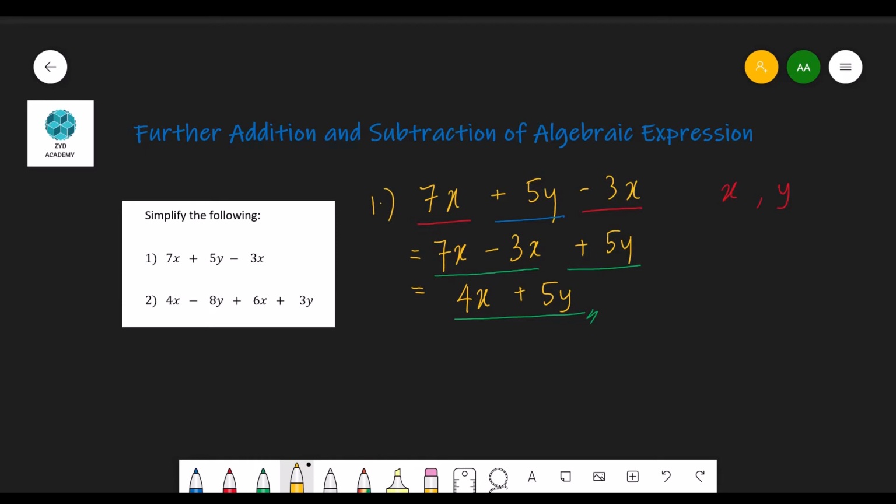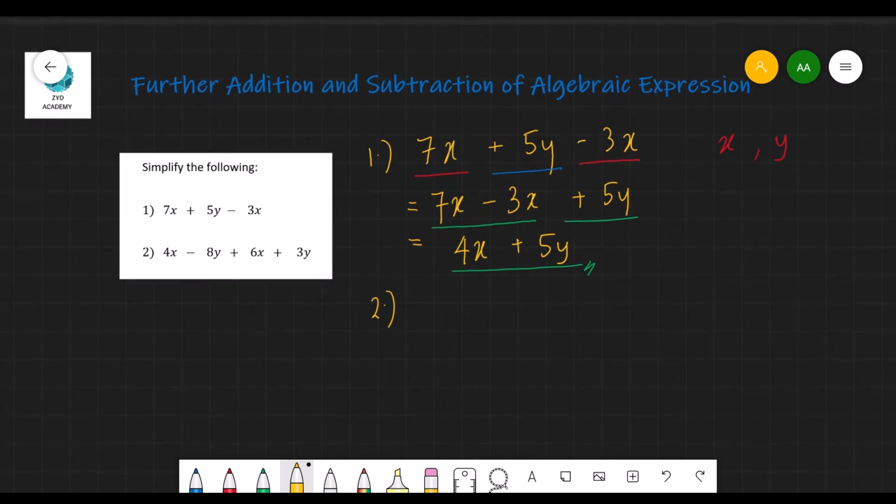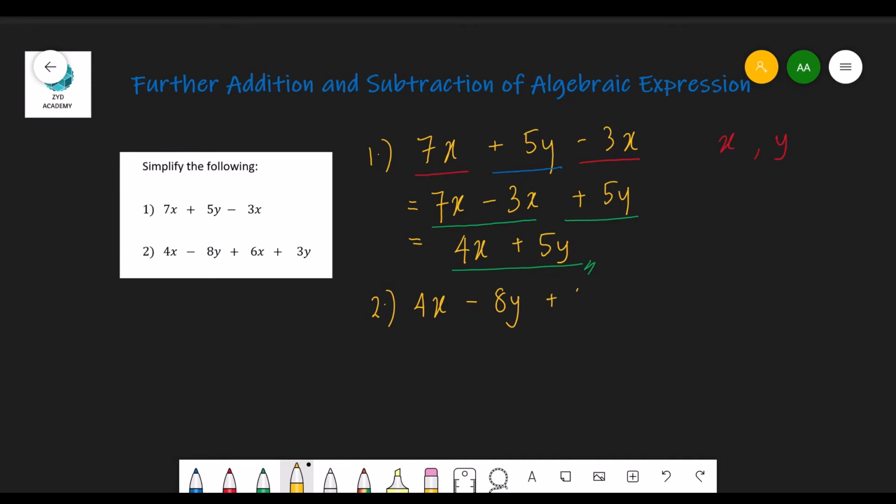Alright, let's look at example number 2. We have 4x minus 8y plus 6x plus 3y. Let's identify all the like terms. The first like terms are 4x and plus 6x. The second like terms are negative 8y and plus 3y.